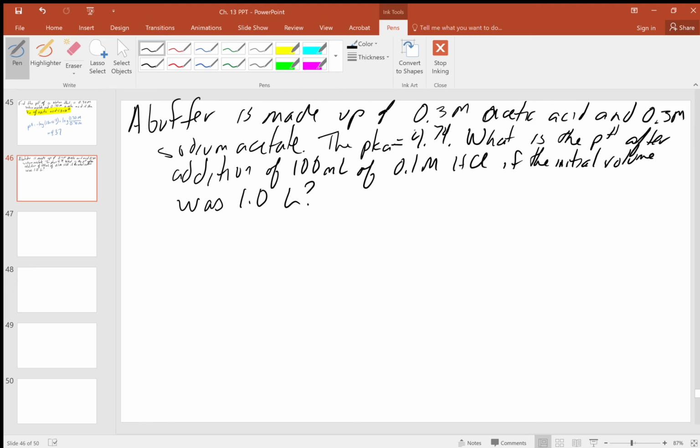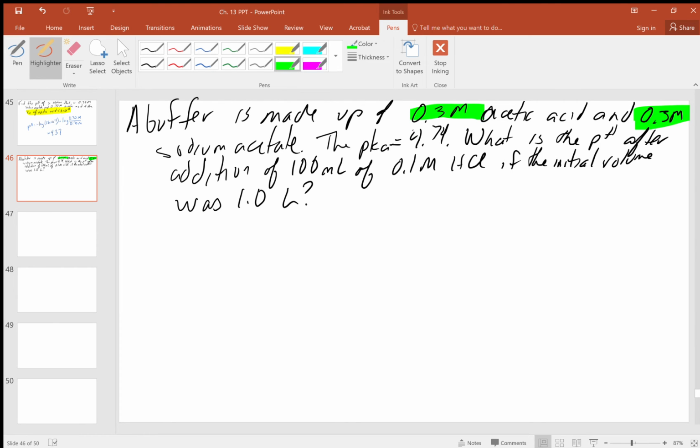So now we have a buffer made up of acetic acid and sodium acetate again, and this time both of them are 0.3 molar. Now what we're going to do is add some hydrochloric acid to it, and specifically 0.1 molar hydrochloric acid, and we're adding 100 milliliters. So what will the pH be after that addition? We might even want to calculate the pH that we start with. So what's our initial pH?